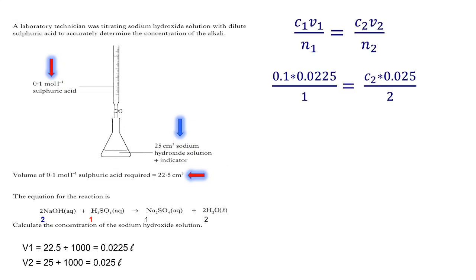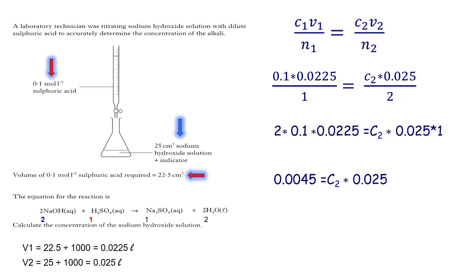So let's write our equation and substitute our numbers in the equation. So 0.1 times 0.0225 divided by 1 equals C2 multiplied by 0.025 divided by 2. And then we cross multiply. Cross multiplication makes life easier when it comes to changing the subject. So let's see how the equation looks.